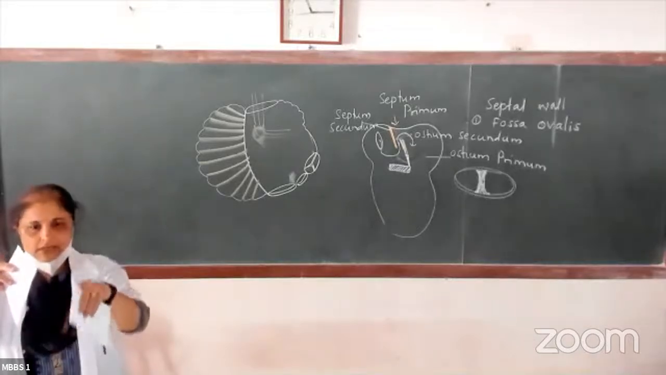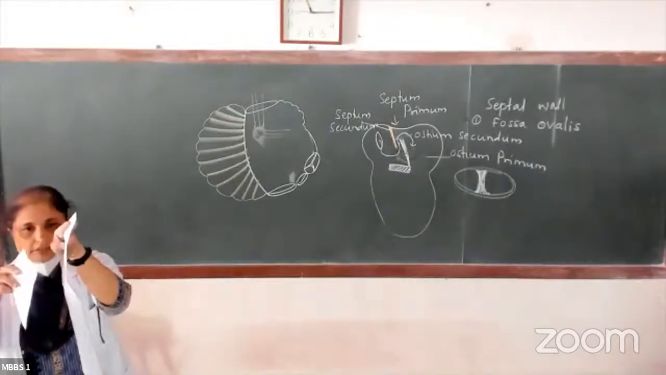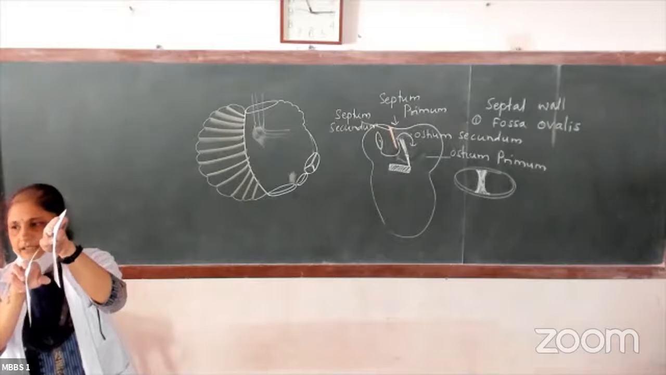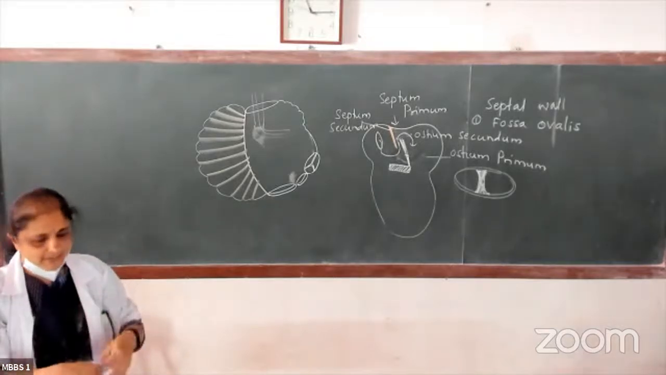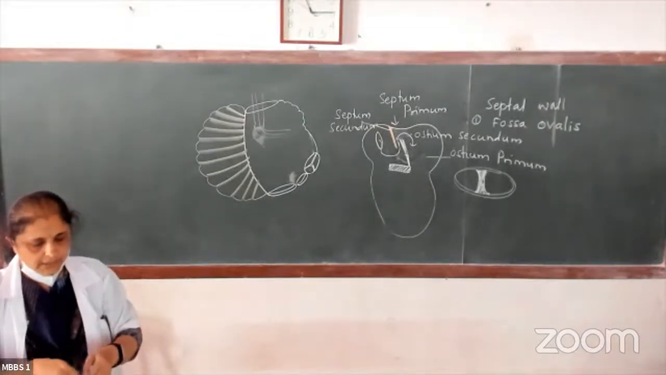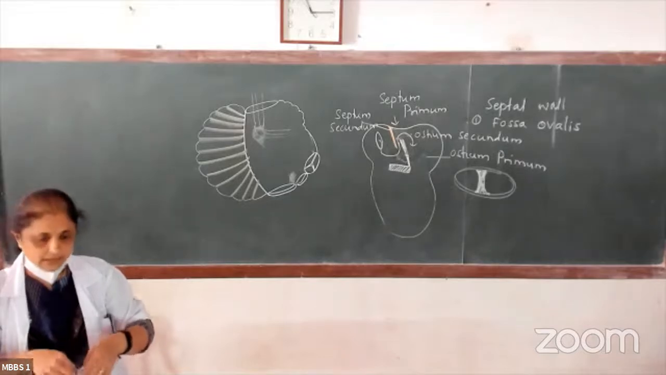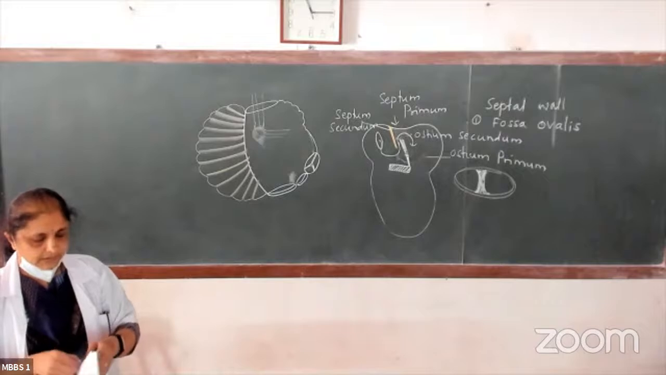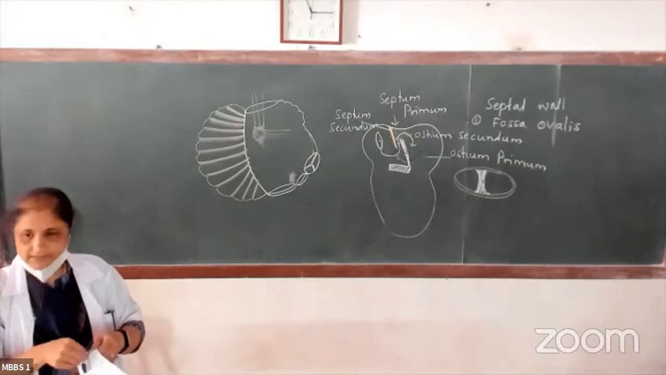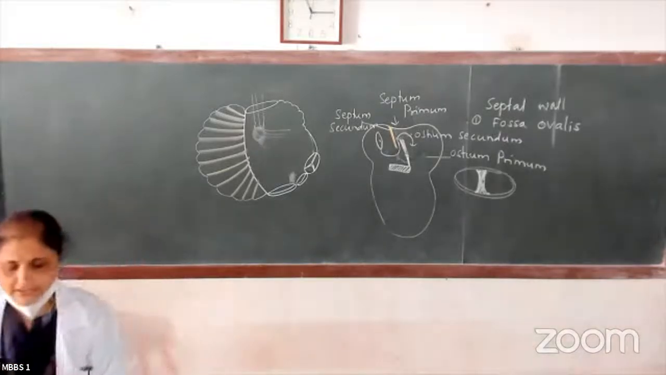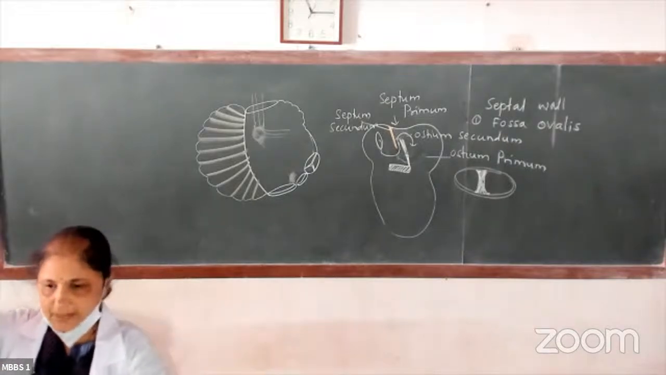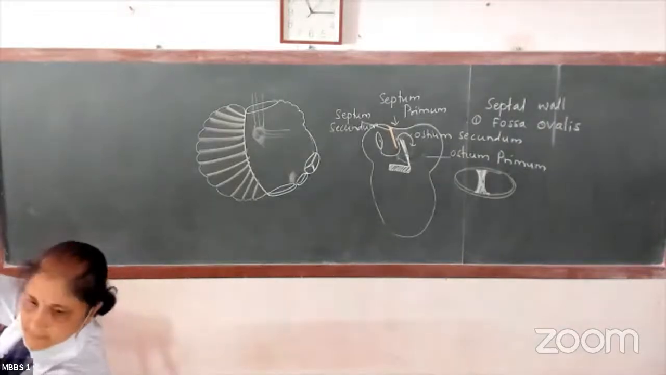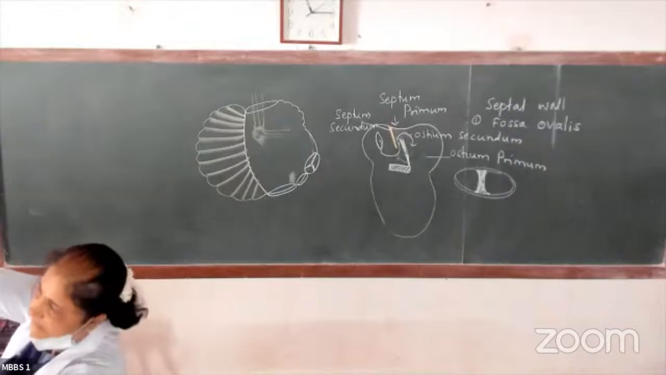Septum secundum has developed. Ostium secundum has developed, and now this is the septum secundum which has developed. Now, this septum secundum, if you see, it has got a semilunar margin. This septum secundum has got a semilunar margin, which is overlapping this septum primum. Now, what is the blood?